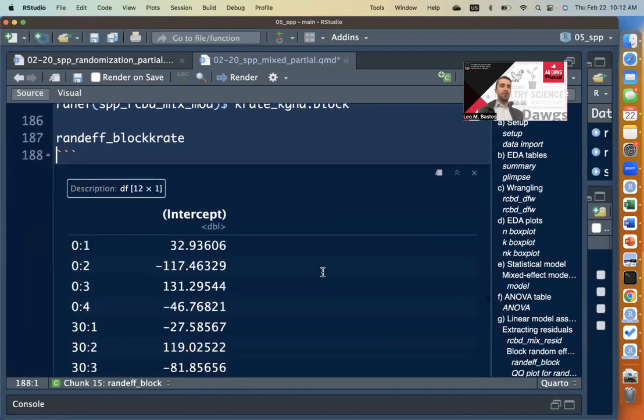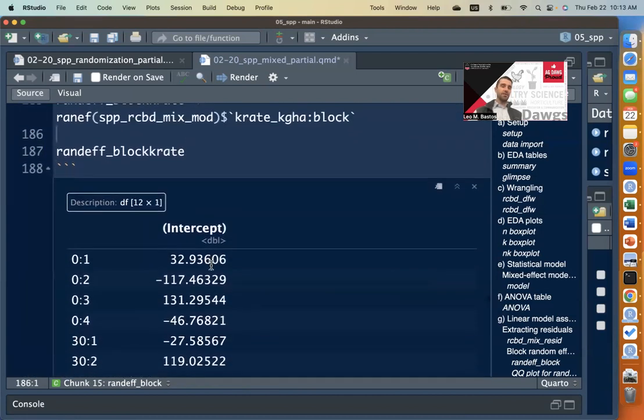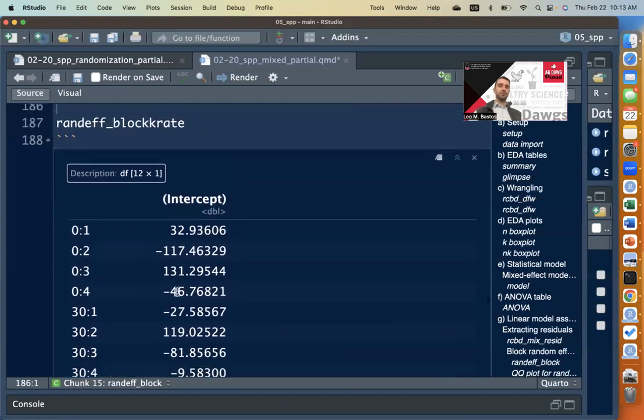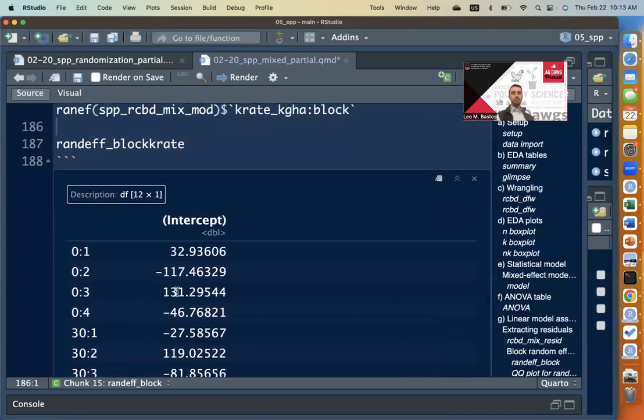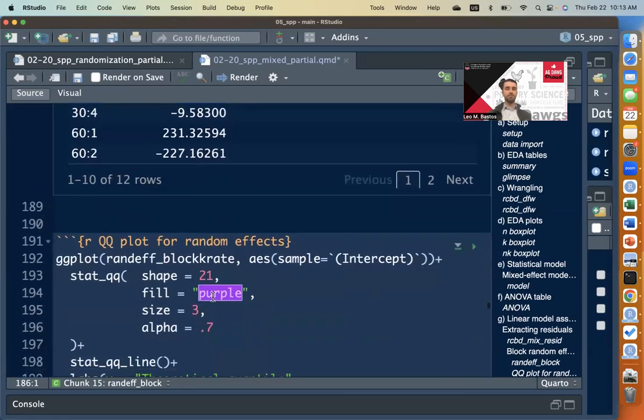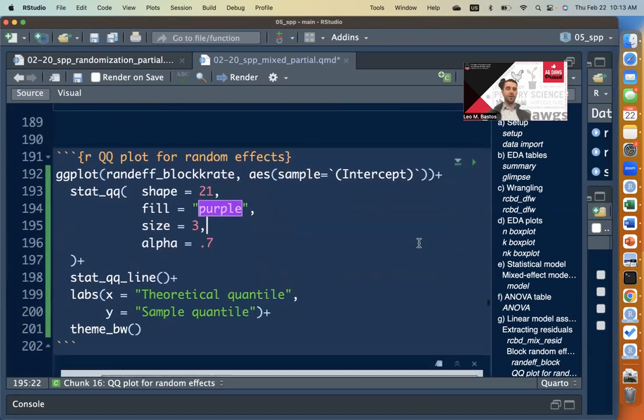All right, so we run that. We again have this data frame with, in this case, 12 values. Why do we have 12 values here? Yeah, that's it: 4 blocks and 3 potassium rates. That gives us 12 values here. And then you really can see how these values are being estimated for each block by potassium rate level, which is what we specified. So we want that variance component to come from those different groups. I left you the code here again so you can just go ahead and run it.